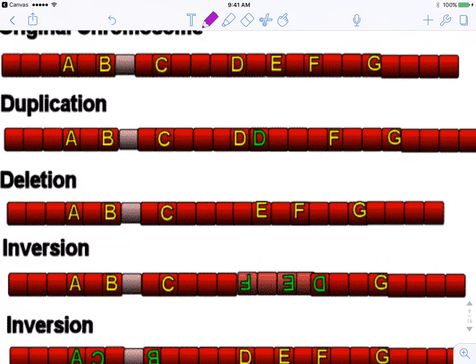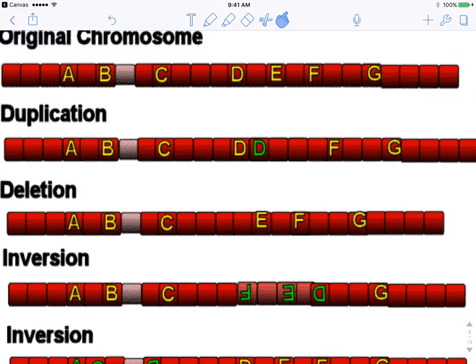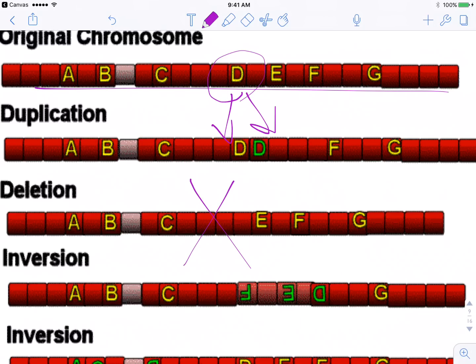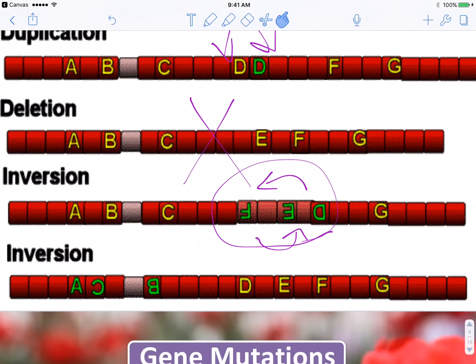And so here's kind of a map of our chromosome mutations. So here's your original DNA. If we look at duplication, gene D has been duplicated, so there are 2 copies of D. If we look at deletion, D is gone. If we look at inversion, the whole DEF sequence has been flipped. And then we have another example of inversion where the BC segment has been flipped as well. So those are two examples of inversion.